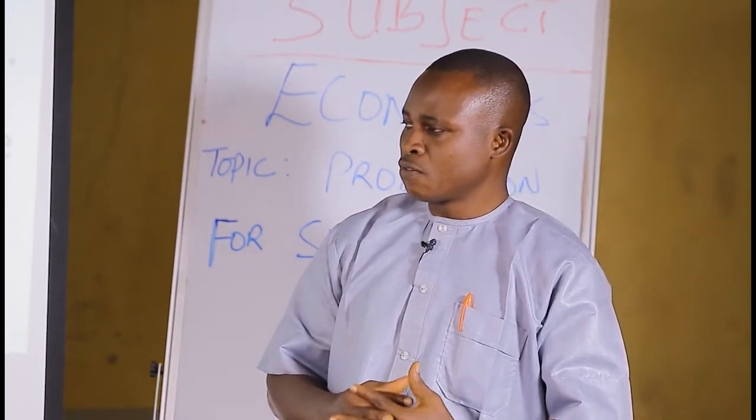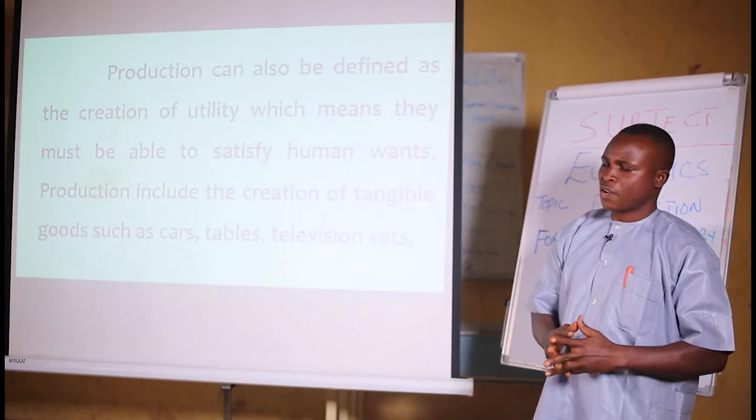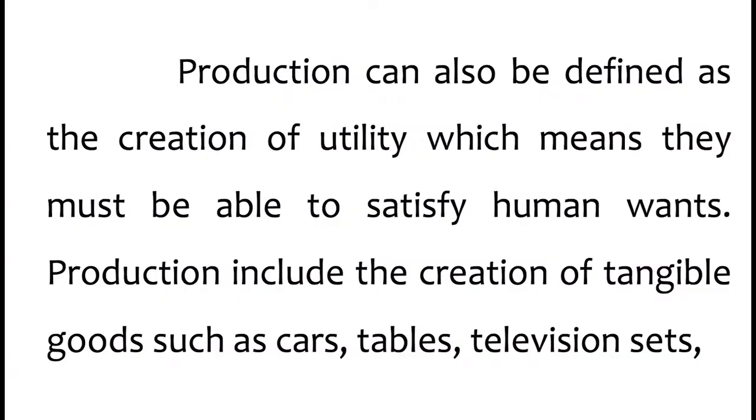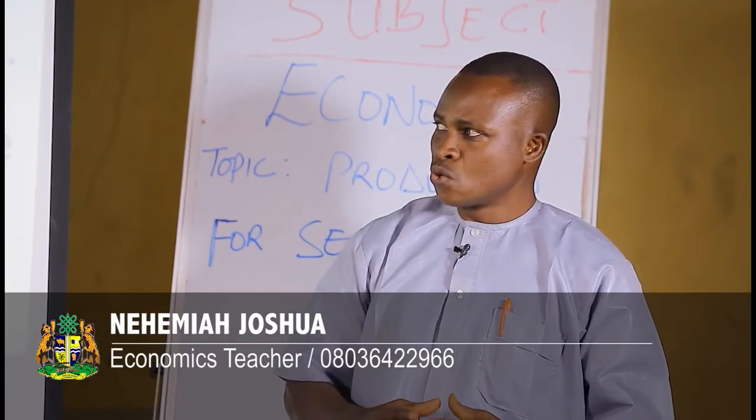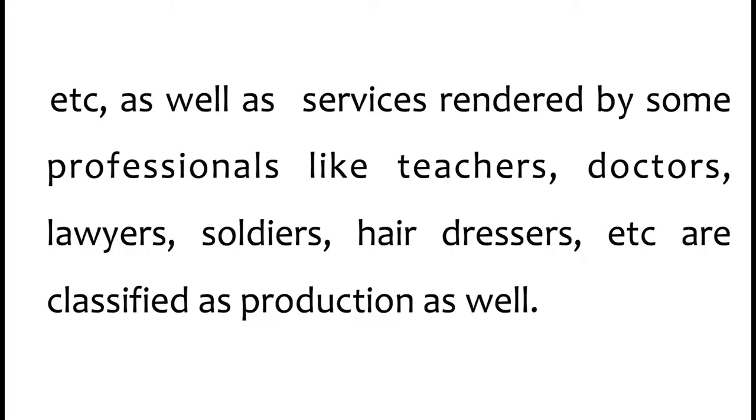involves the creation of goods and services or utilities, just like I said. And utility is the ability of the goods to satisfy human want. Now, we have television sets, we have cars, tables, and the rest of them. We regard them as tangible goods. We equally have some services rendered by professionals. The services of a teacher, the services of a doctor, the service of a lawyer, a barber, hairdresser, and the rest of them. They are as well classified as production.